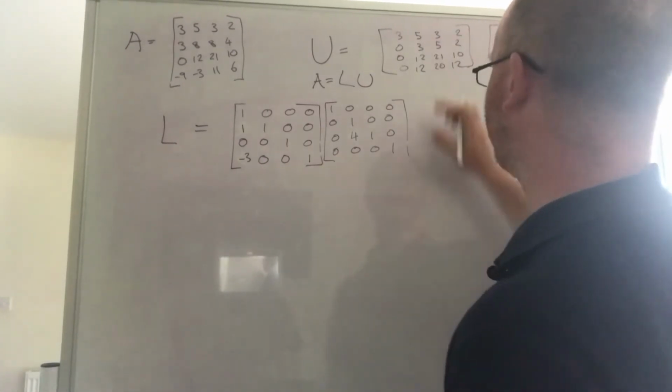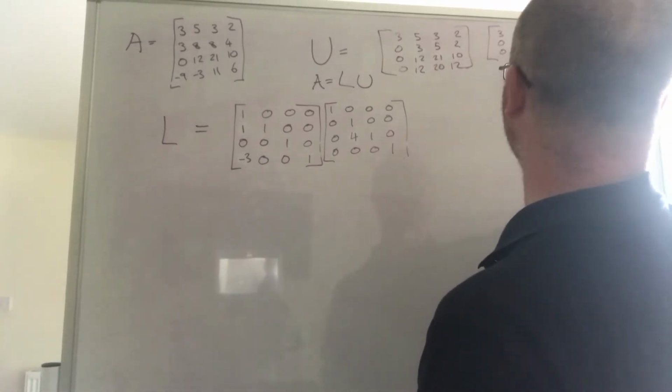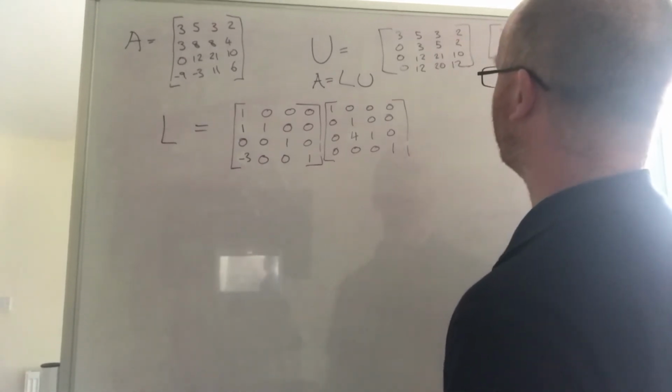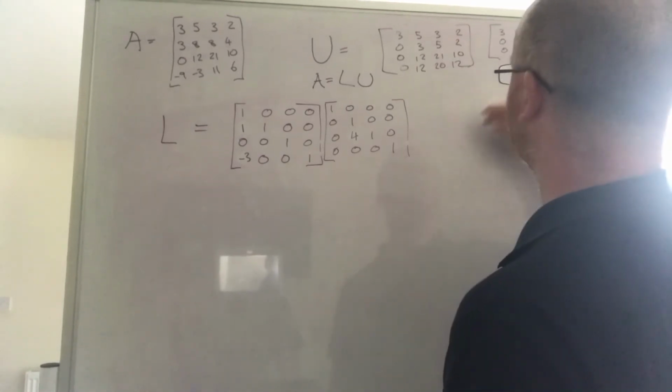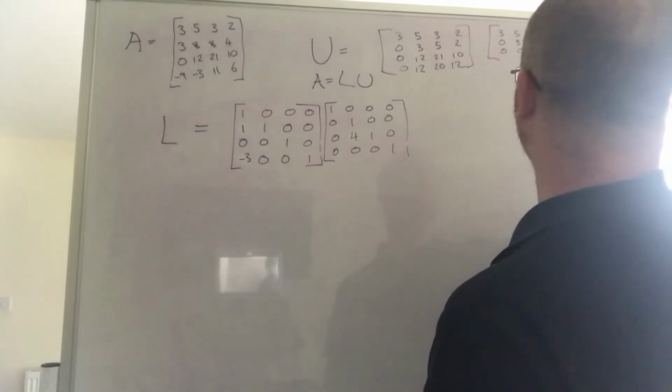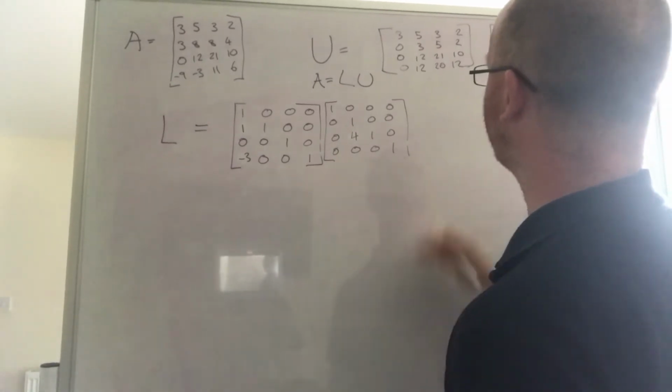Minus 4 3s is 12. Add on 12 is 0. So it's 0. Minus 4 5s is minus 20. It's going to be 1. Minus 8. Add 10 is 2.